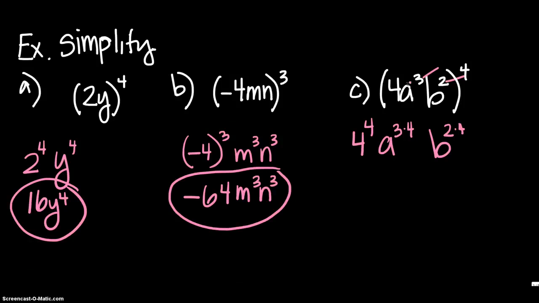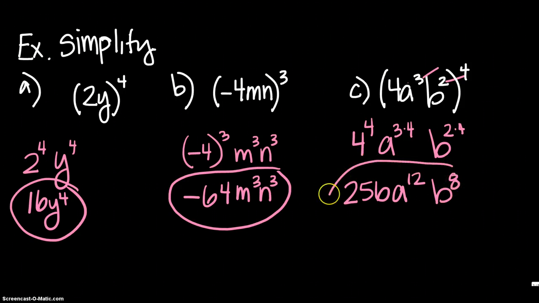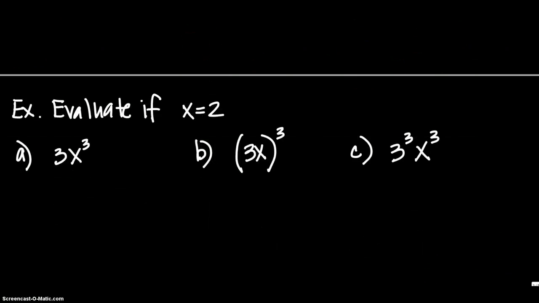4 to the 4th gives us 4 times 4, 16, then 16 times 16, 256. A to the 12th, 3 times 4. B to the 2 times 4, which is 8. Okay, there's our answer for C. Okay, I do believe we have some more examples.